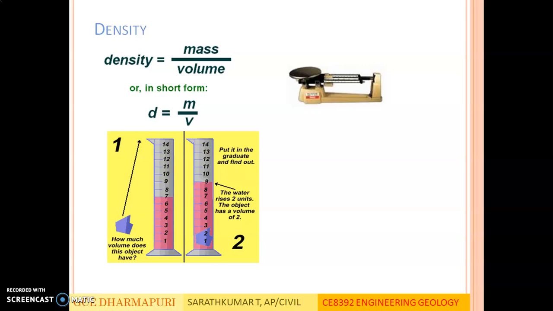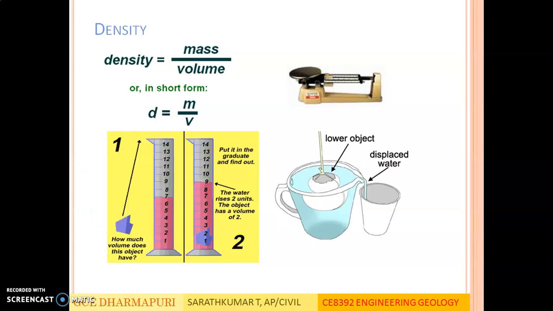This is the very easiest method, but it can be done only for very small objects. In this way you can find the volume. So once you know the mass and volume, you can easily find the density of the mineral.